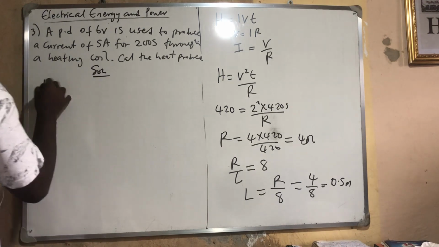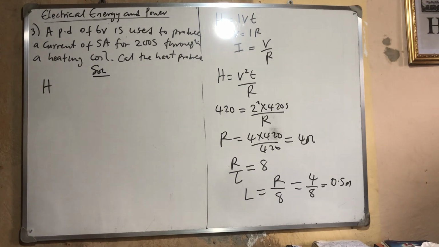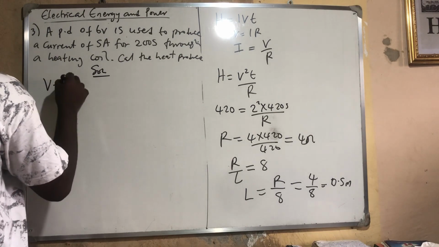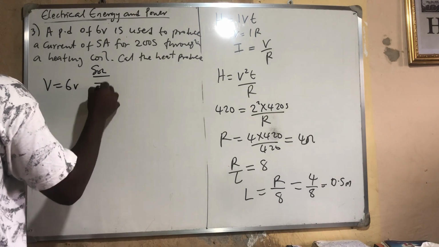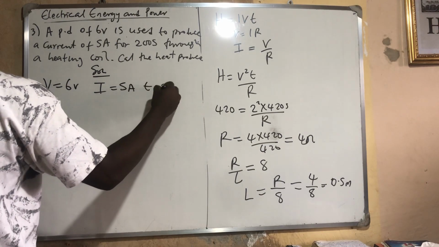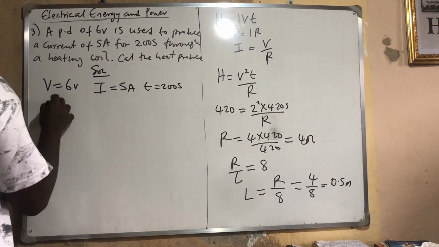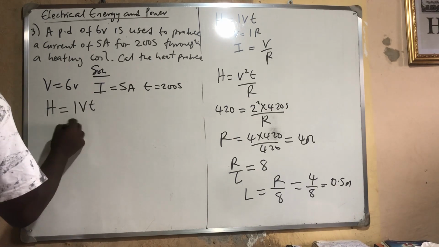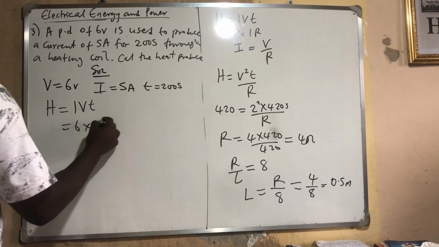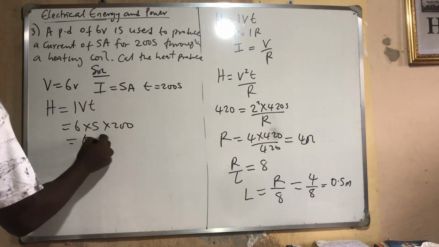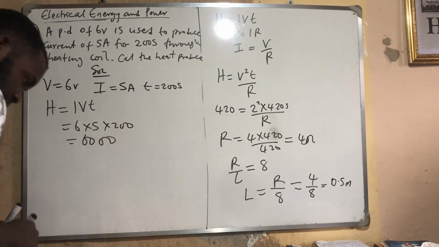So we have that my energy, which we represent as heat, H. Let me bring out the parameters. I have my V as 6 volts. I have my current as 5 ampere, and then my time as 200 seconds. So I know that my energy is equal to IVT. Okay, very simple. So which is what? 6 times 5 times 200. 6 times 5, 30. 30 times 2 is 60, 00. So that is that.